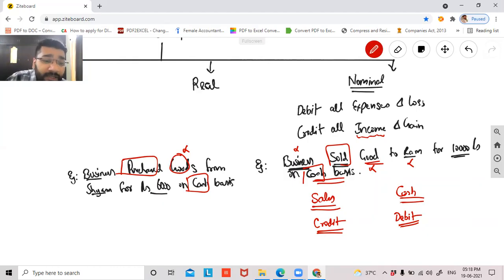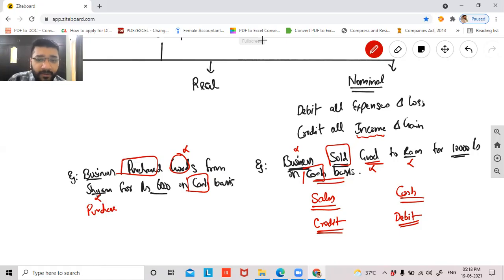And why are we not taking Sham's account into consideration? Because I don't need to remember Sham's name, because I have paid the money to the person, that is Sham. So whenever a cash transaction is taking place, you will not remember the party's name. You have taken the goods, you have paid the money, game over. So the two accounts that are affected here are purchase account and cash account. So let's make a note of it.